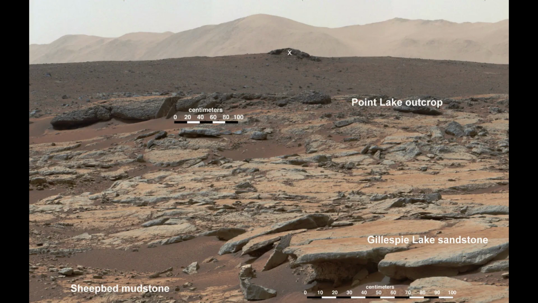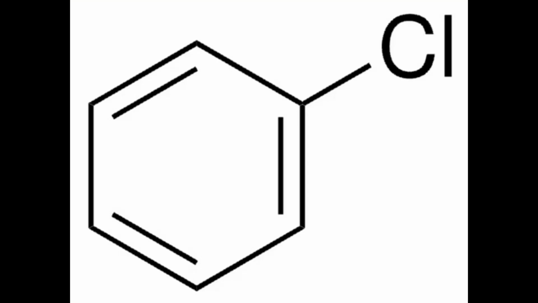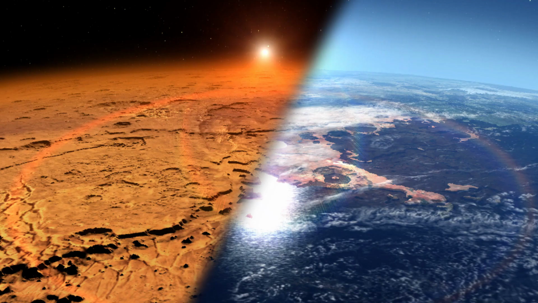However, locked within 3+ billion-year-old mudstones from Gale Crater are some simple chlorinated organic molecules such as chlorobenzene, chloropropane, and chloroethane. Although the presence of organic molecules on Mars has been used to argue for the presence of life in the ancient past, there are other methods by which organic molecules could have been produced.